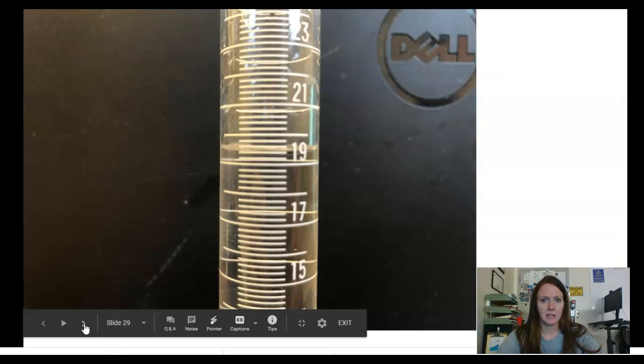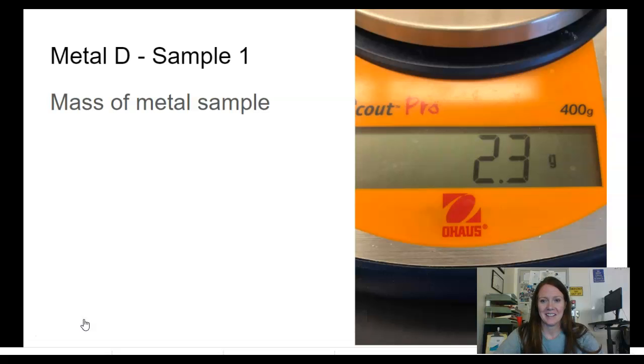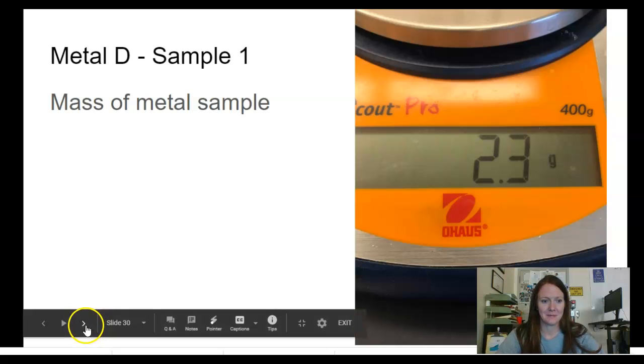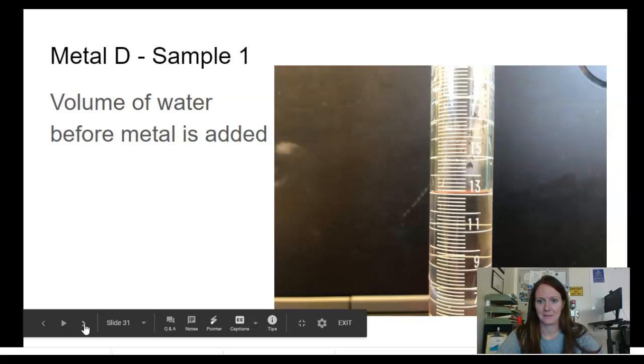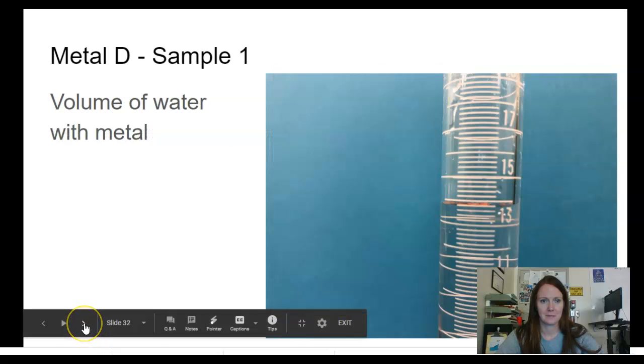And then finally, here's, what the heck is that? Don't know what that is. Here's metal D, sample 1. This is the 4th and final metal. Here is the volume of water before I added the metal. And the volume of water after.